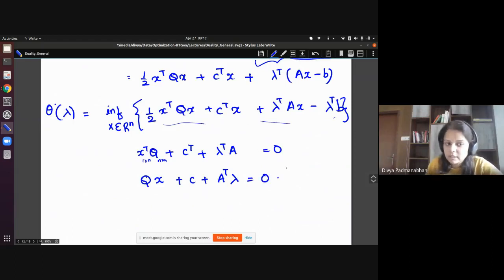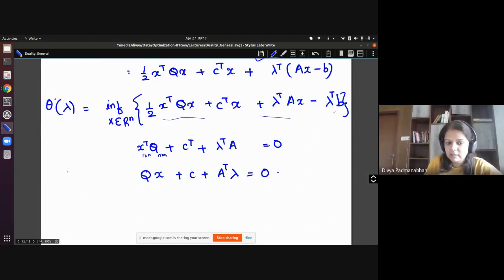Okay. So the X which minimizes this dual function, the one written here, is such that Qx plus C plus A transpose lambda is equal to 0. Okay, this is the minimizer for this.